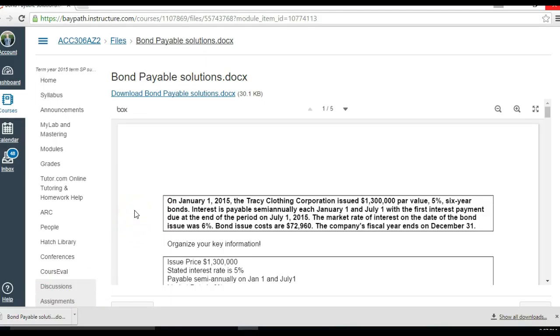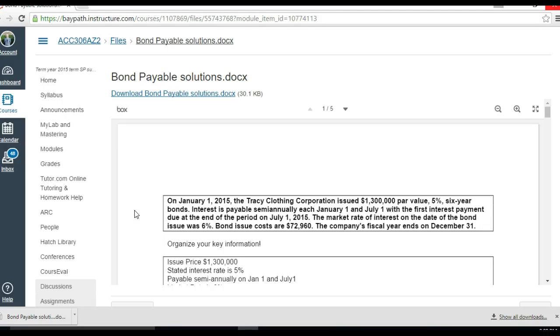On January 1st, 2015, the Tracy Clothing Corporation issued $1,300,000 par value at 5% 6-year bonds. Interest is payable semi-annually each January 1st and July 1st, with the first interest payment due at the end of the period on July 1st. The market rate of interest on the date of the bond was 6%. Bond issue cost is $72,960.